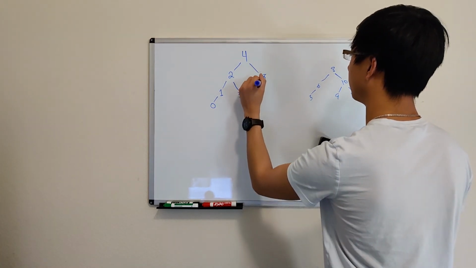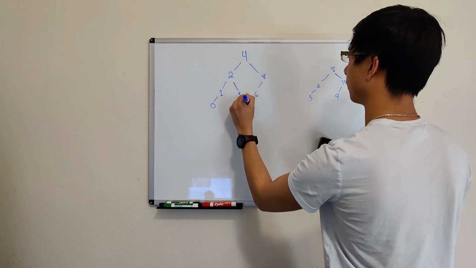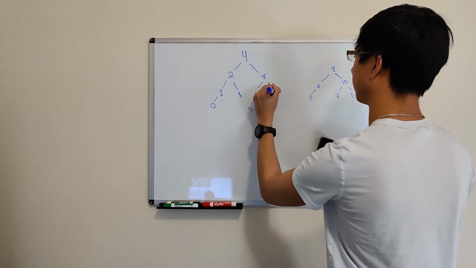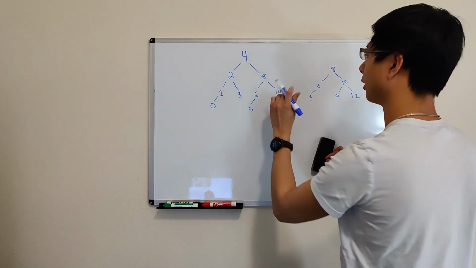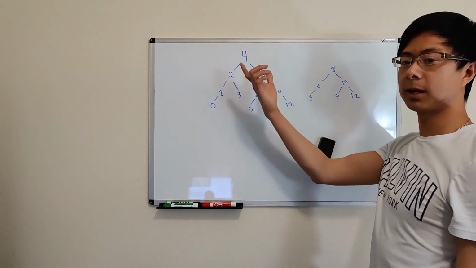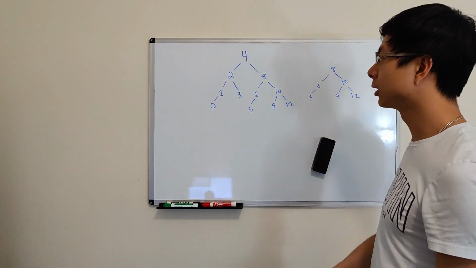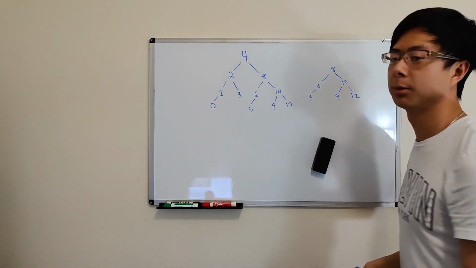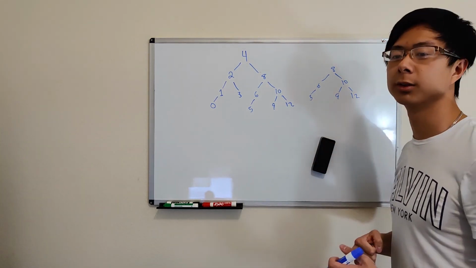So just replace that tree there. 8, 6, 5, 10, 9, 12. And then we go up to the top of the 4 and check if that's balanced, and it's balanced. And since that's the root, we are done. If we notice, we have a perfectly balanced tree with the 7 removed.